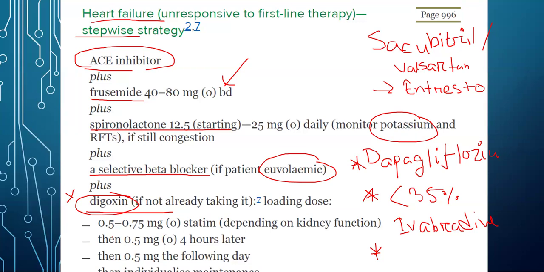So the step-by-step approach would be ACE inhibitor, furosemide, spironolactone. Then if it is a stable heart failure, then a beta blocker. If patients are not getting better with this, we would add dapagliflozin. If ejection fraction is less than 35, we would go for ivabradine. And the other option would be to go for Entresto. Because Entresto already has valsartan, which is an ARB. So you'll stop this ACE inhibitor or ARB from that patient's medication list.